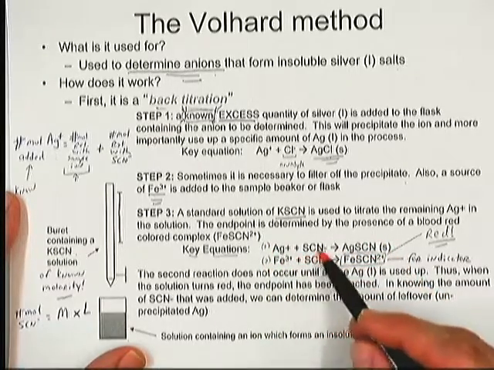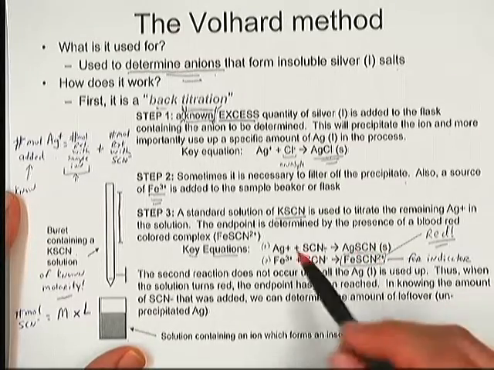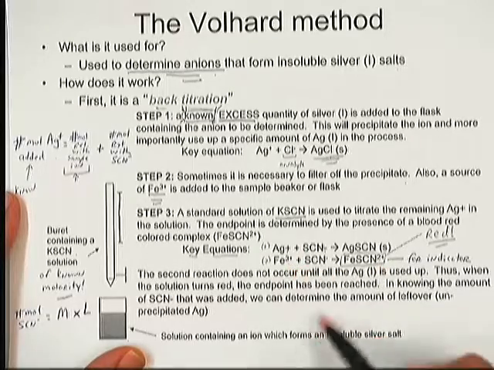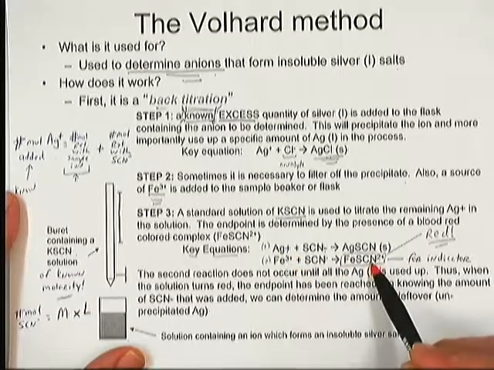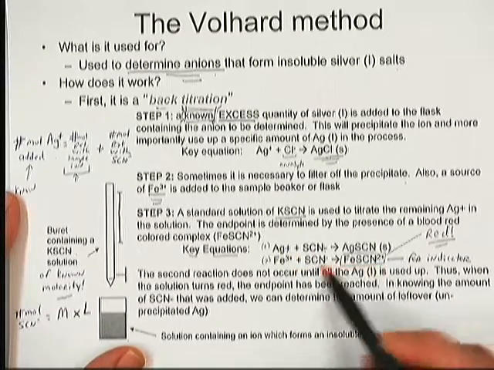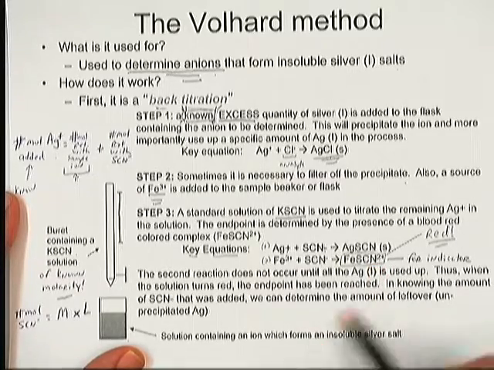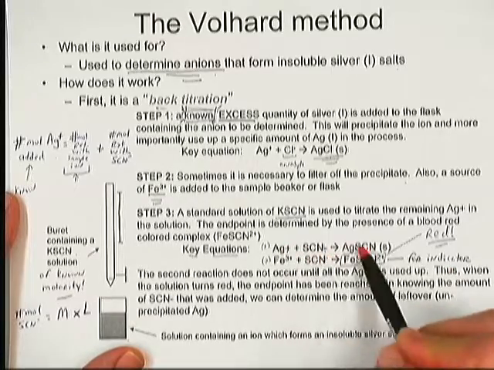Reaction 1 happens to completion, and only if I run out of my silver does reaction 2 occur. So as soon as I run out of my silver, reaction 2 begins, and I form this blood red colored complex in my solution. So it's a really nice indicator for this first reaction's completion.